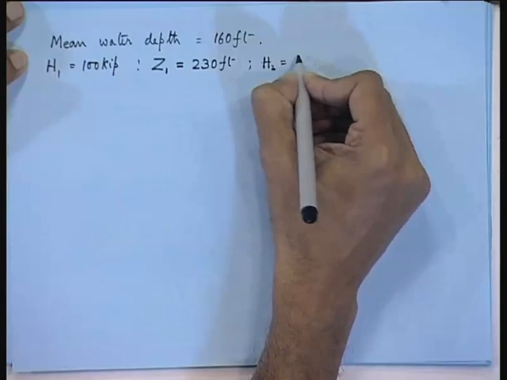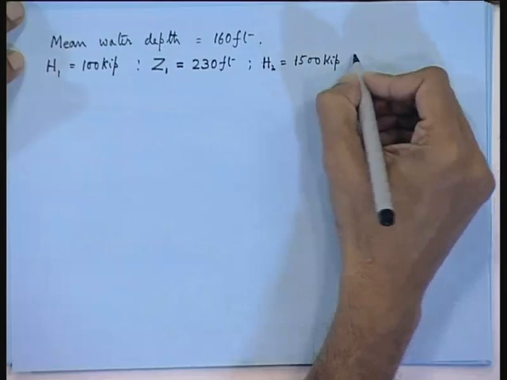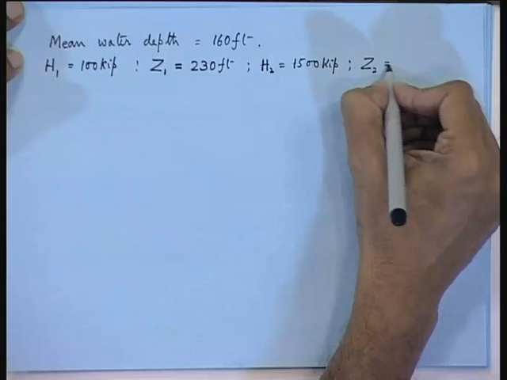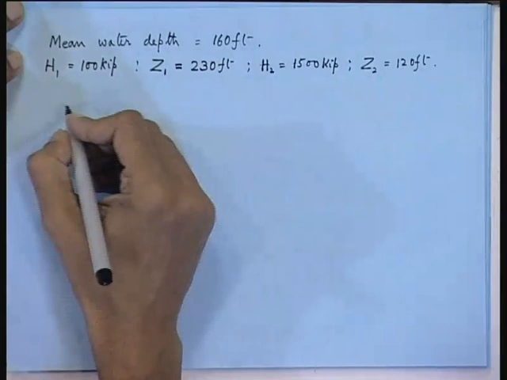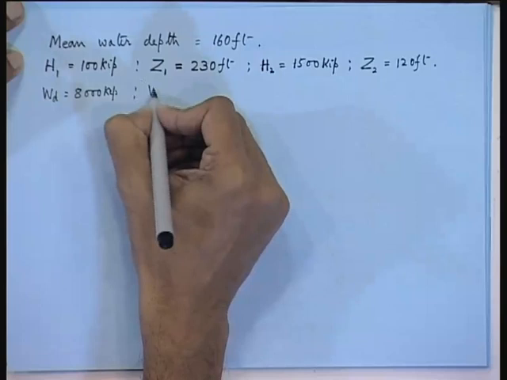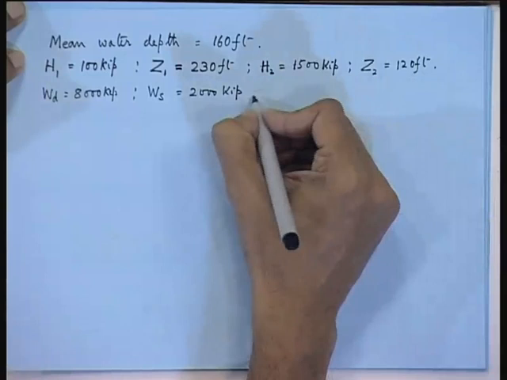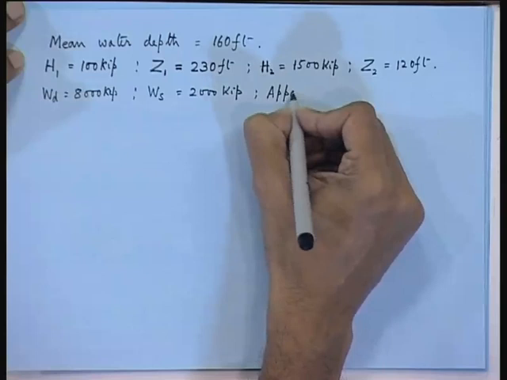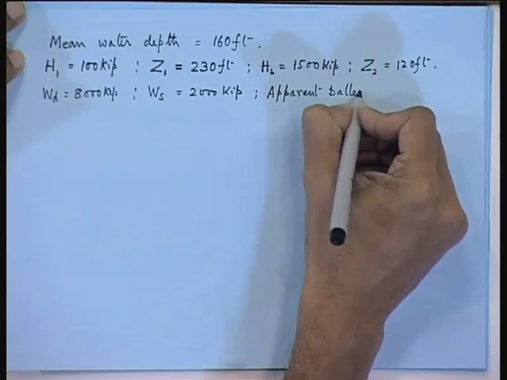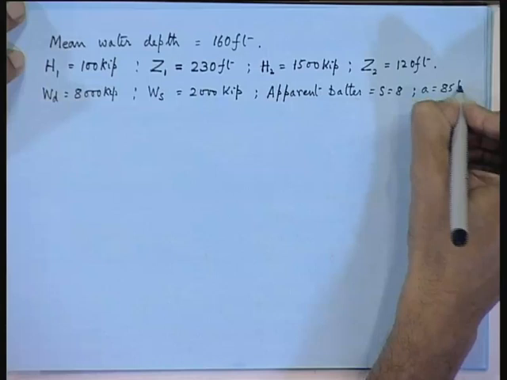H2 is 1500 kilopounds. So remember, the wave force is more than 10 times your wind force. Here Z2, that is the center of action of the waves, is 120 feet from the mud line. Now WD is your deck weight, that is 8000 kilopounds, and the structure weight, that is the jacket weight, is only 2000. So you remember how important the deck is. Now apparent batter is given as S, which is 8, and A, the platform footprint, is 85 feet. So we have taken a square footprint.